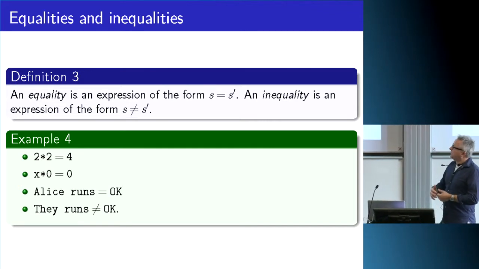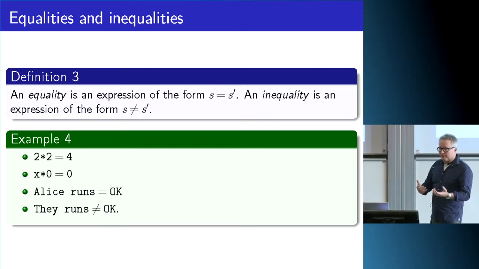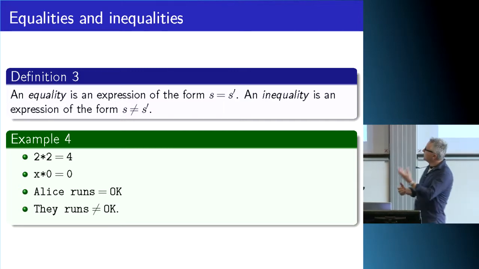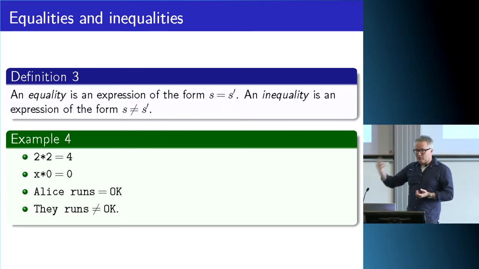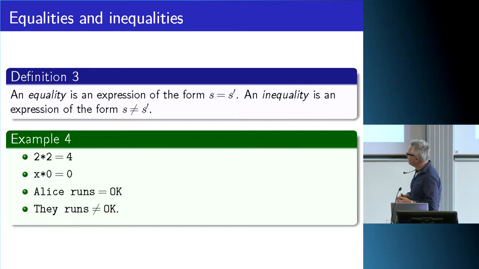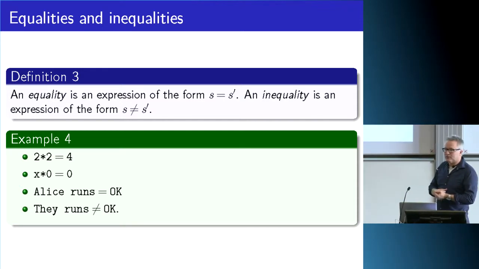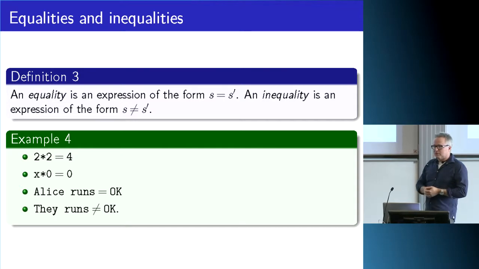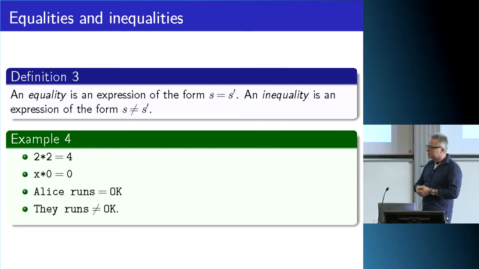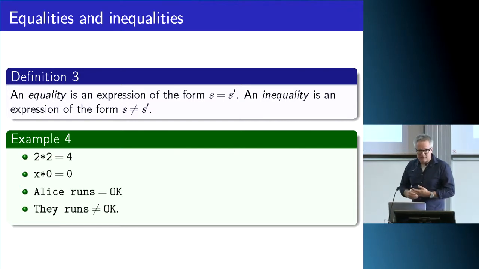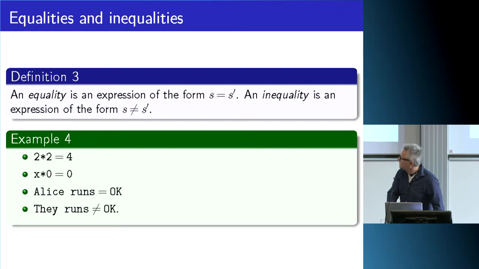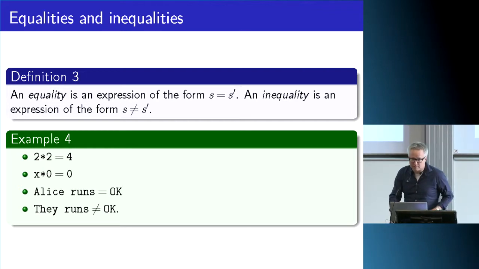And then we introduce equalities and inequalities based on those strings. So we can have one string and then a sign in the middle and then another string. And the sign in the middle can be either equals or doesn't equal. So there are some examples. 2 times 2 equals 4. X times 0 equals 0. Alice runs equals, okay. That's an okay English sentence. But they runs, that's not an okay English sentence. So these are just examples of some equalities and some inequalities. There's no claim yet about the truth or falsity of these statements.